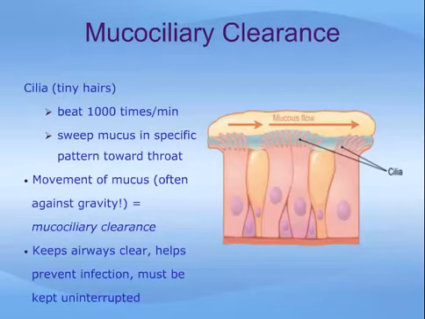This movement of mucus along the respiratory tract, often against gravity, is called mucociliary clearance. As mucociliary clearance keeps airways clear and helps prevent infection, it must be kept as uninterrupted as possible.